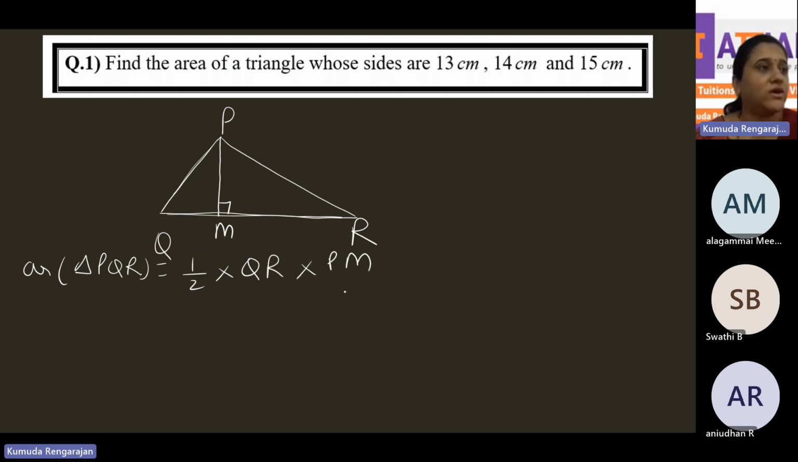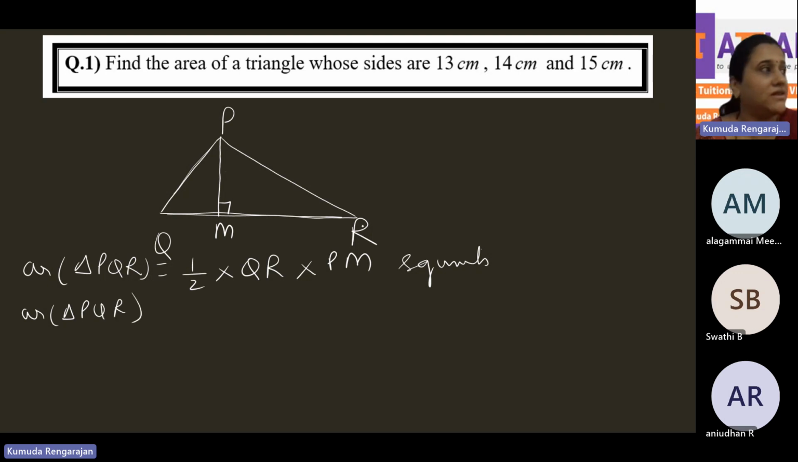This is half base into height. You're taking QR as the base, so half into base QR. What is the altitude on that side QR? PM. Okay, so this is so many square units. Or you can also find the area of the same triangle PQR like this.